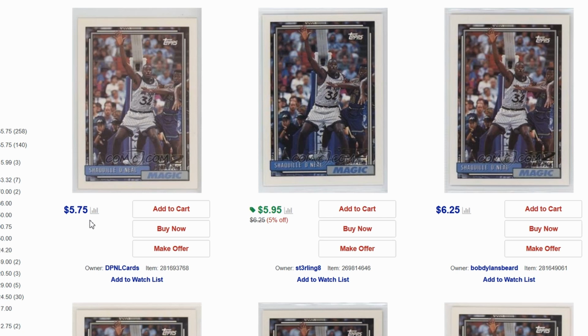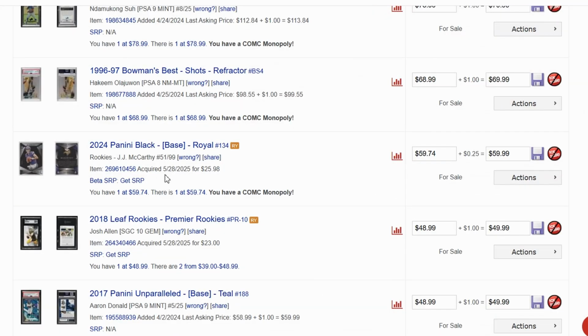Now I'm going to toggle over to my personal COMC and show you what this would look like from the background. Okay, so now here we are in my COMC inventory on my main account. And you can see here, I'm asking $69.99 for this PSA 8 refractor, okay? But you can see the internal shipping is $1. This is kind of hidden in the background.